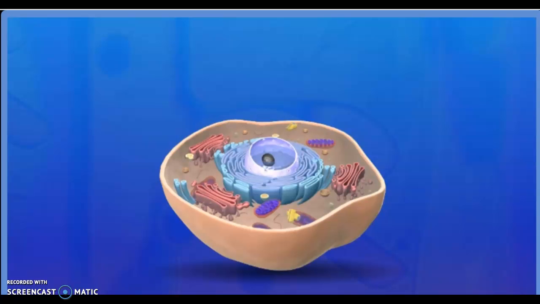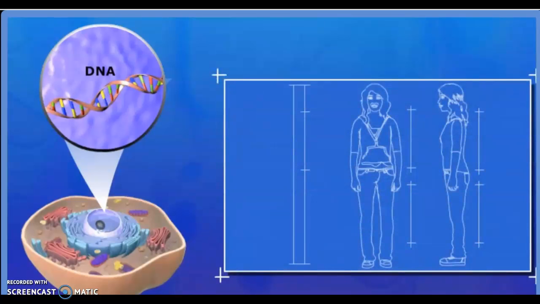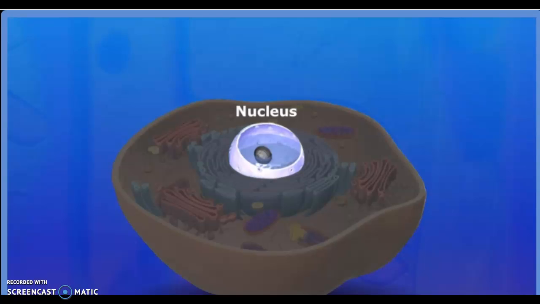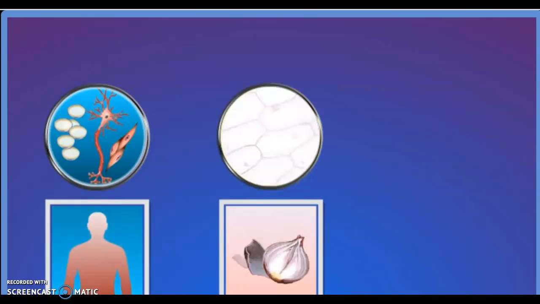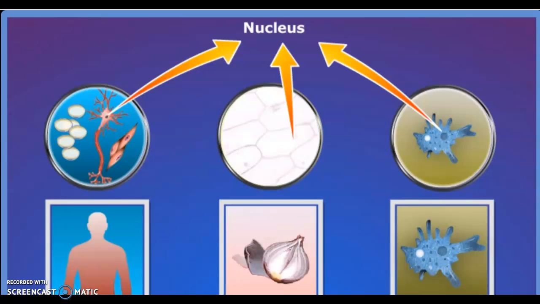In addition, all cells contain an organism's genetic material, or DNA, which acts as an organism's blueprint for life. Most cells have a nucleus, which acts like the brain of the cell and controls all the cell's activities. The cells in our bodies, onion cells, and amoeba cells all have a nucleus. Cells that have a nucleus are eukaryotic cells.